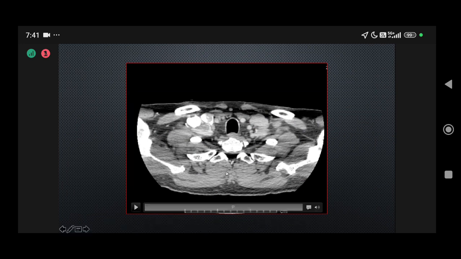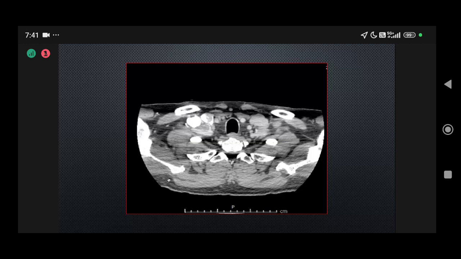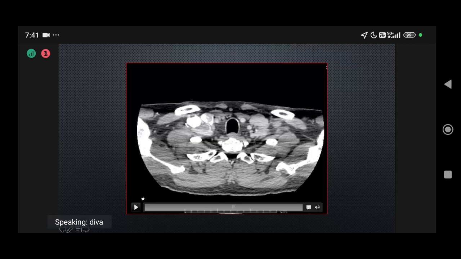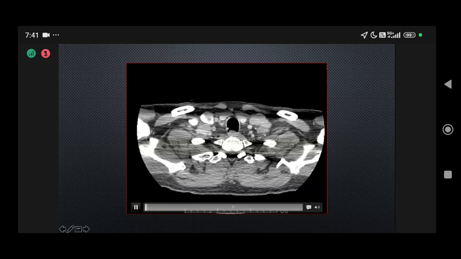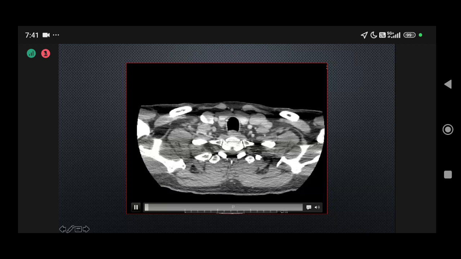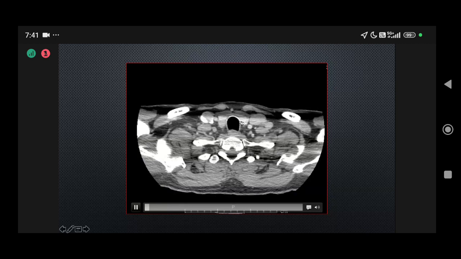Now first let's see this video, which runs from caudal to cranial on an axial post contrast CT scan, and we can first identify the structures on this video clip. So I'm running the video now. We are going caudal to cranial. This is the lowermost part of the neck. Here we can see this is the trachea. Posteriorly there is the esophagus, and this is the thyroid gland.